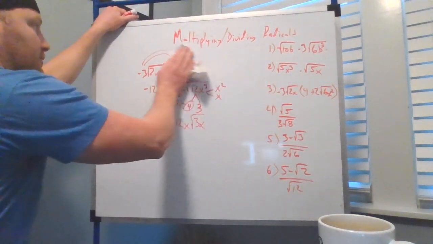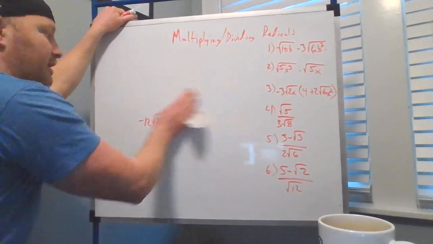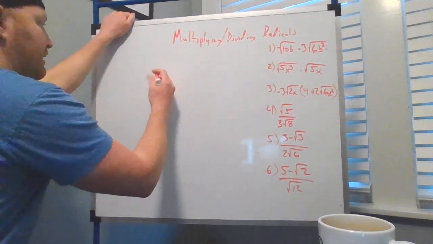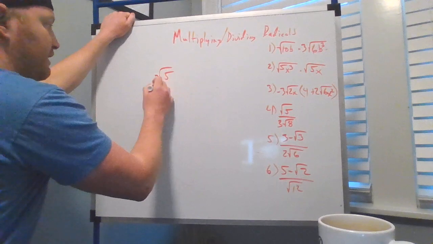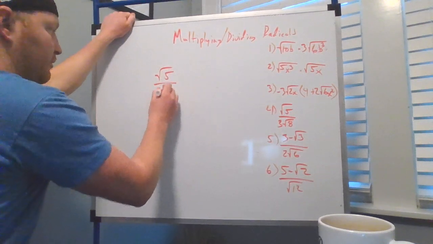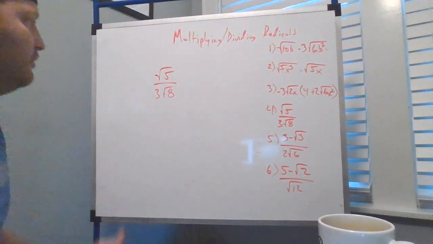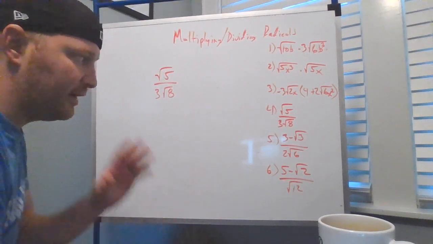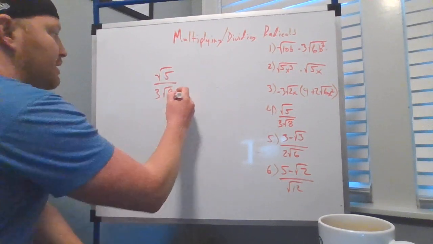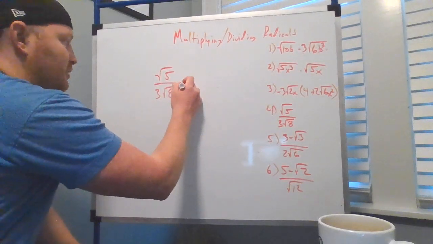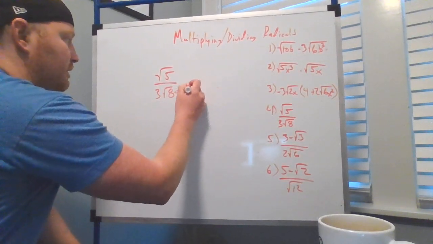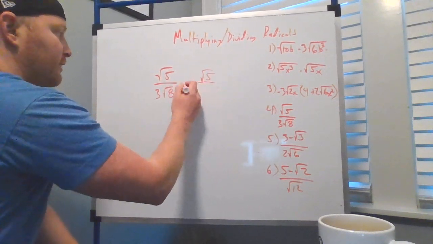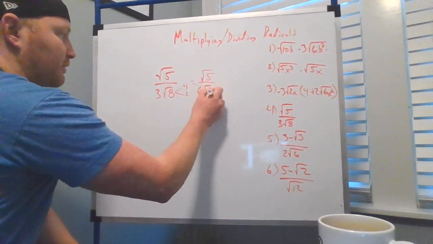Some very familiar from yesterday and maybe one new thing from yesterday. So I got my radical 5 over my 3 radical 8. Now, again, I would always do the simplifying first, but again, you don't have to. It's just me. I want to make sure I keep my numbers as low as possible. I get a 4 and a 2, so this 4 comes outside as a 2, so now this actually says radical 5 over 6 radical 2.